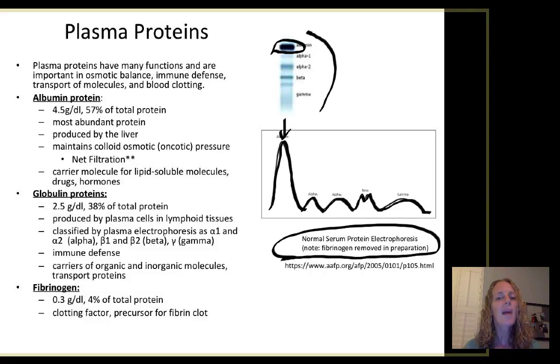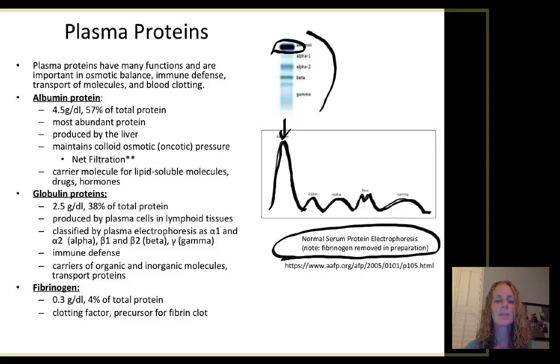So starting with the albumin as being the most common and highest peak when you do this kind of analysis, it's about 57% of the total protein. 4.5 grams per deciliter is common. It's the most abundant protein, and it's produced by the liver. It helps to maintain colloid osmotic, also called oncotic pressure. It's a carrier molecule as well for lipid-soluble molecules, certain drugs, and hormones.